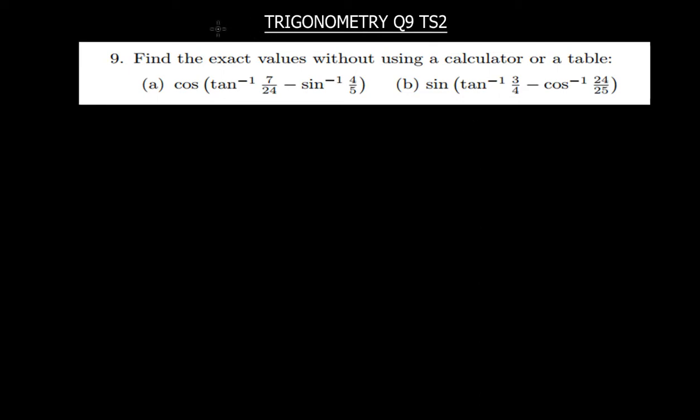So the first question here is cos, open brackets, tan inverse of 7 over 24 minus sine inverse of 4 over 25. So in this question, the first thing you need to identify is which equation am I going to use on compound angles. So let's go and check the equations.